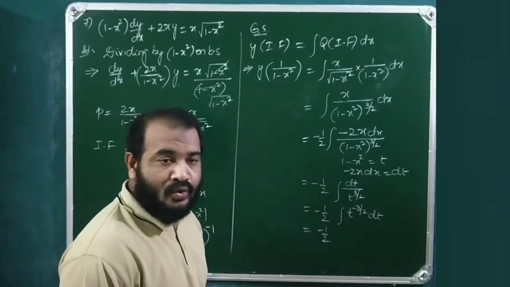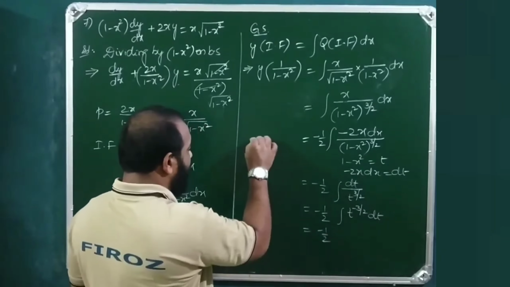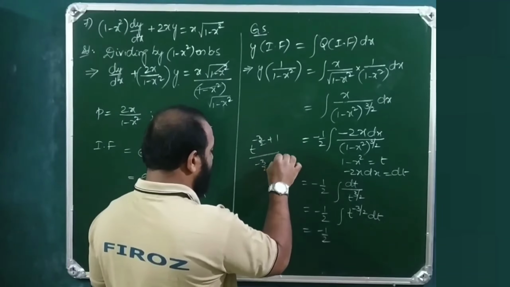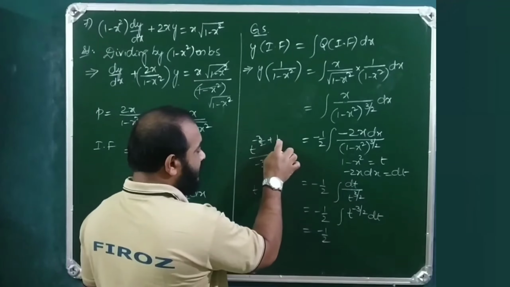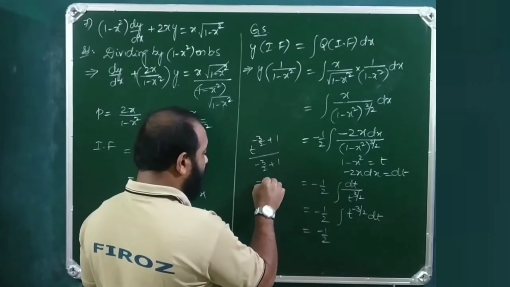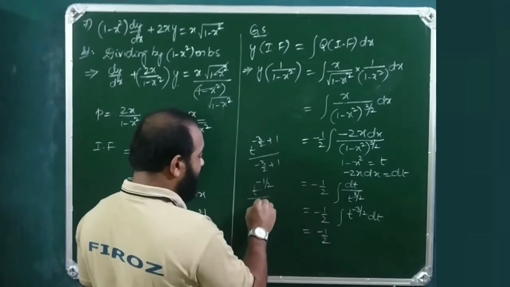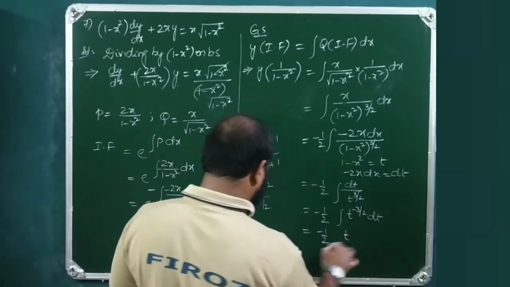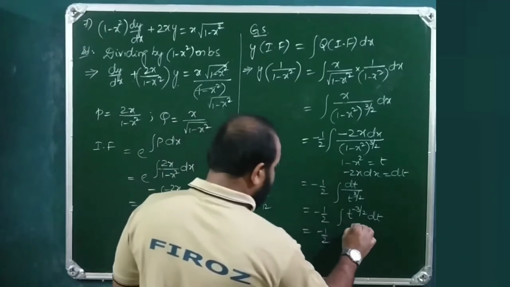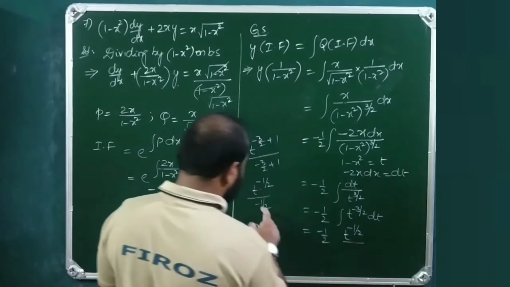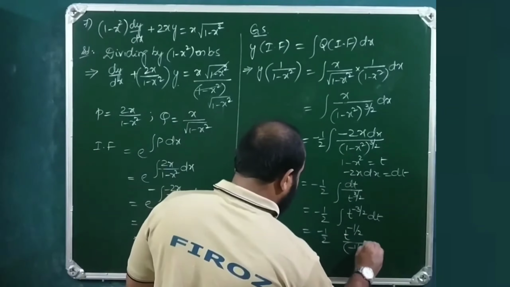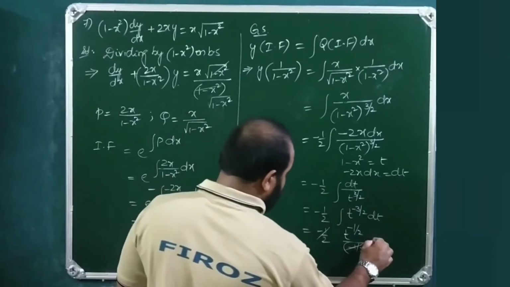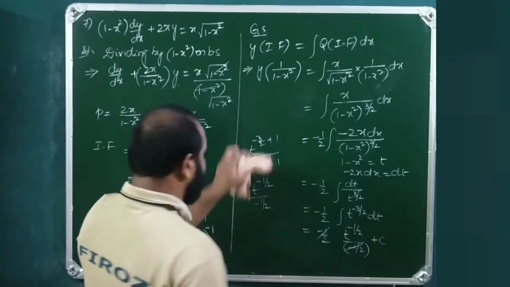T power minus 3 by 2 integrates to t power minus 3 by 2 plus 1, by minus 3 by 2 plus 1. So t power minus 3 plus 2 is minus 1 by 2, by this is minus 1 by 2. So this is how much? T power minus 1 by 2 by minus 1 by 2. So this minus 1 by 2 and this minus 1 by 2 get cancelled, plus constant of integration c.